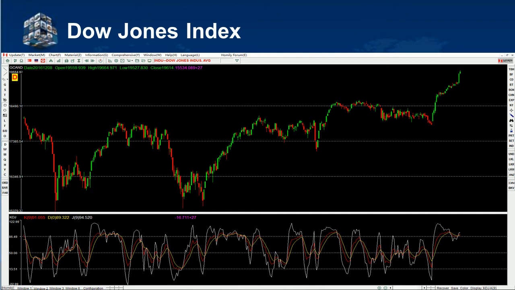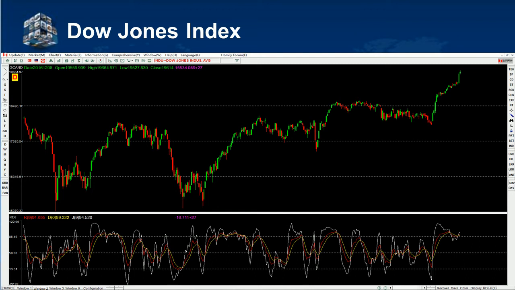So let's see this one. If you see the J line go up, upward turning, which means there is some rebound, okay? So we can see here, the J line is still up, but if you see the J line go down, then you should know that the market may have some correction, okay? So this is the Dow Jones Index. Let's see the next one.